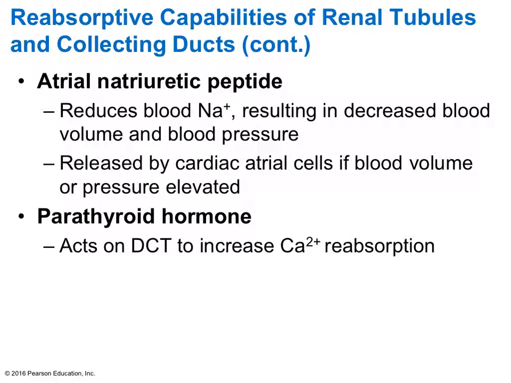And also, if you recall, parathyroid hormone, which comes from the parathyroid glands on the back of the thyroid gland. That's the body's main way of adjusting blood calcium levels, and it's going to act at the DCT, distal convoluted tubule, to increase calcium reabsorption back into the blood.